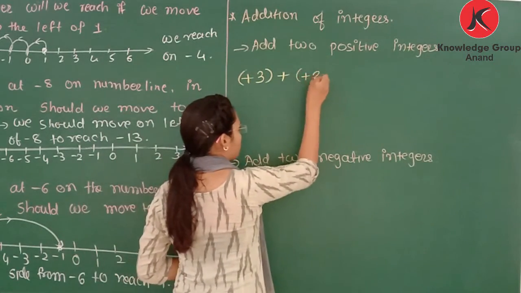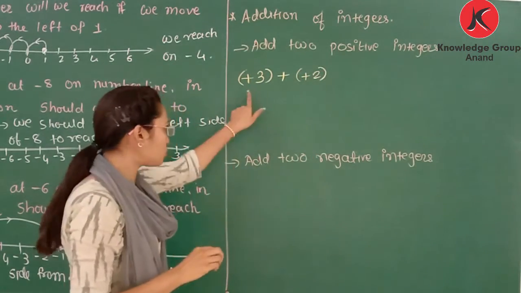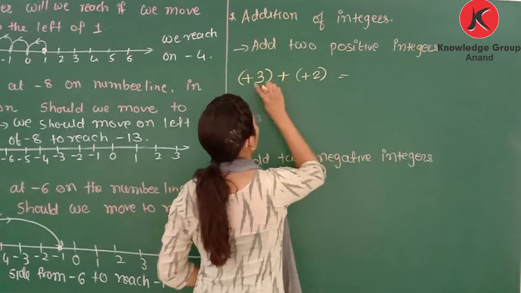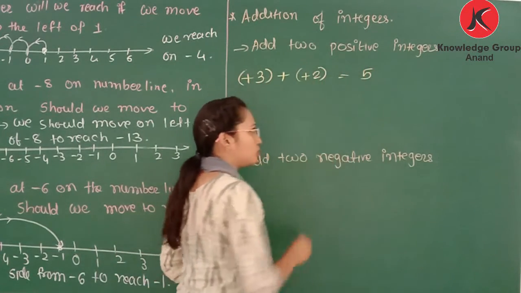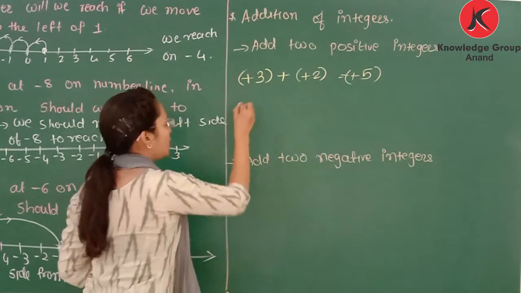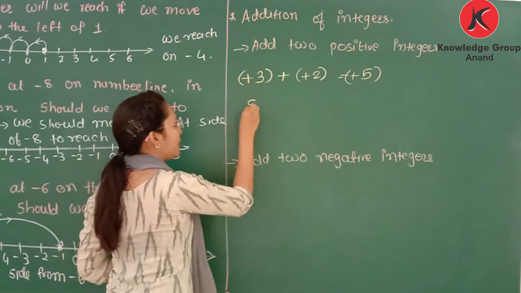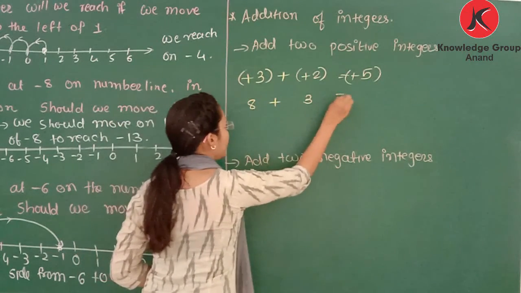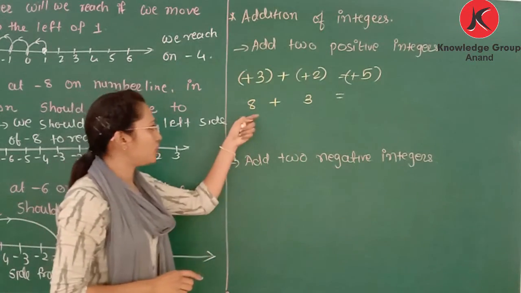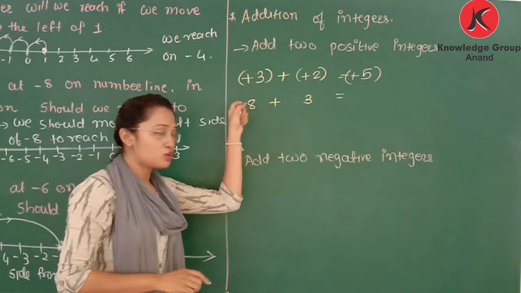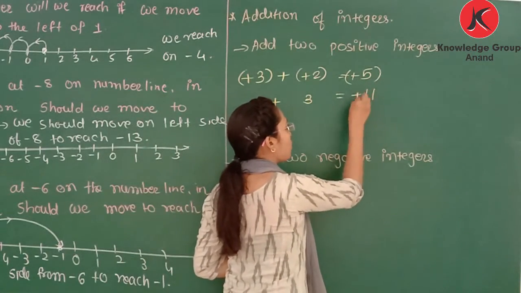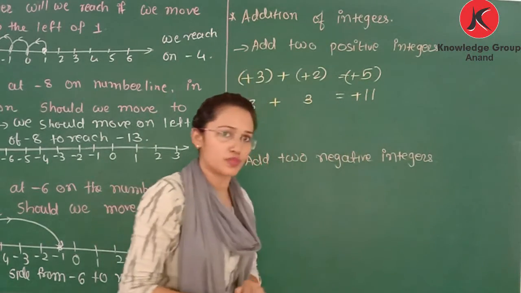And plus 2. If two numbers are positive, then directly add the numbers: 3 plus 2 is 5, and the answer is positive. Okay. Again let's take one example. 8 plus 3. Here 8 is positive, even if the sign is not there. So 8 and 3 is also plus. So 8 plus 3, add the numbers and the answer is 11. That is positive. You can write this sign or skip this sign.